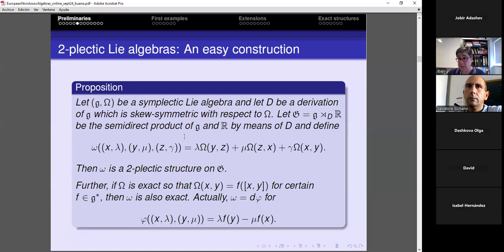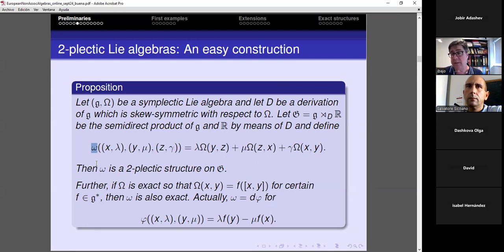And then you just make the semi-direct product of G by the derivation, and then define this 3-form in that space, in the semi-direct product, right? And that results to be a 2-plectic structure. Further, if the symplectic structure that you get on G is actually exact, then this 3-form is actually exact. So we can find in Lie groups or in Lie algebras both situations. We can have obviously 2-plectic structures, and we can also have 2-plectic structures which are exact.